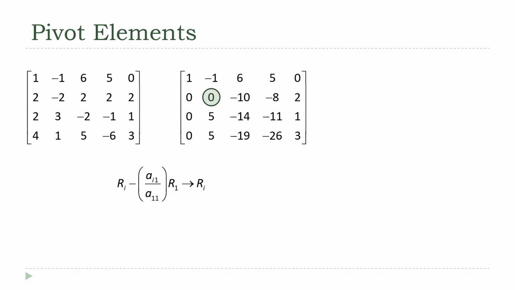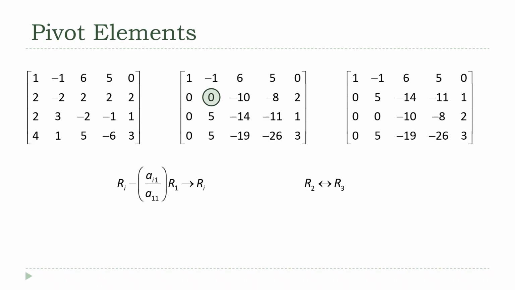In this case, we can execute a switch operation between rows 2 and 3. That's going to move the non-zero pivot in row 3 up to row 2. Now the algorithm can proceed just like it normally would.